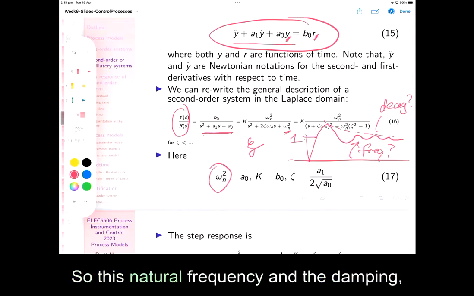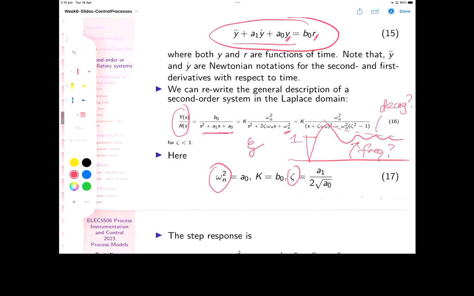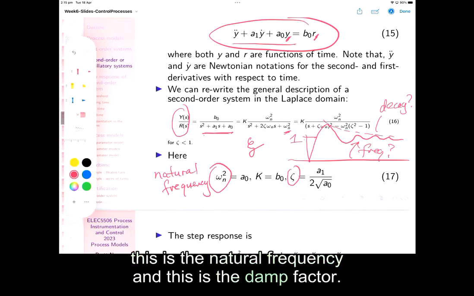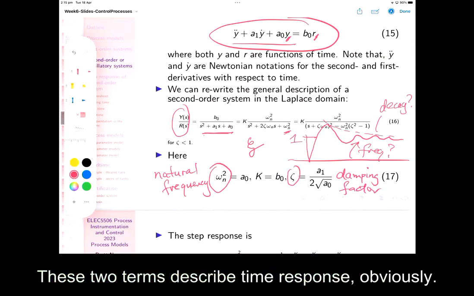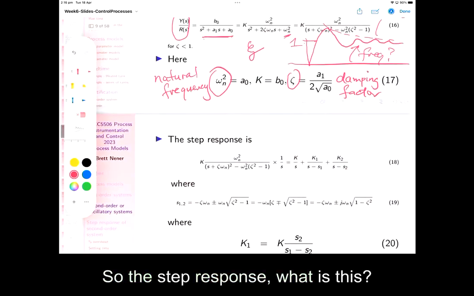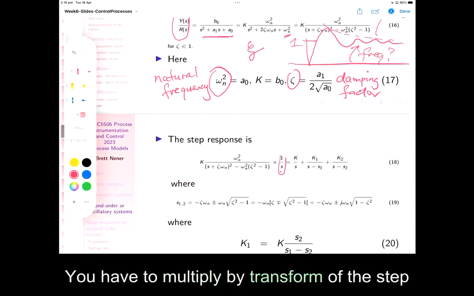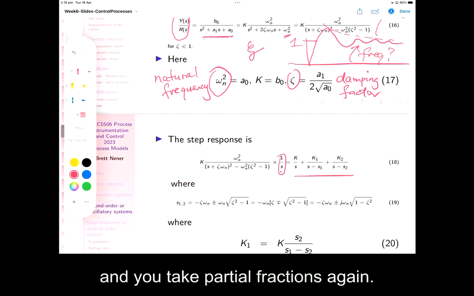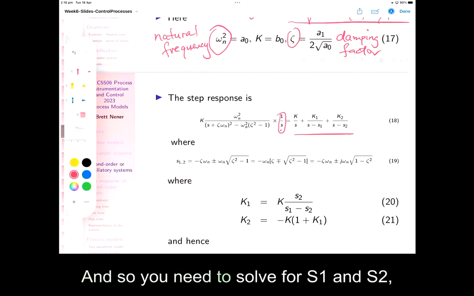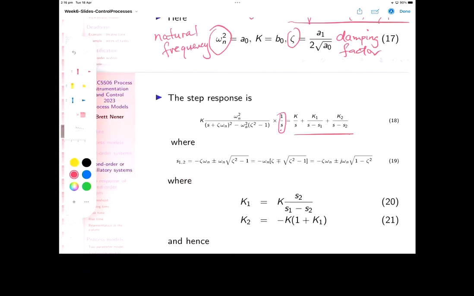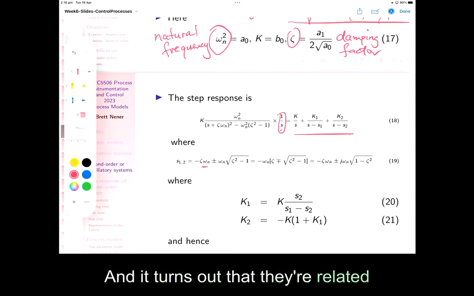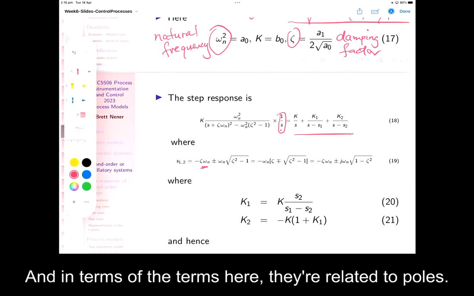So this is the natural frequency, and this is the damping factor, and these two terms describe the time response. So the step response, what is this? Well, you multiply by the transform of the step, and you take partial fractions again. You need to solve for S1 and S2, which are the poles of your system, and they're related to the natural frequency and damping rate.